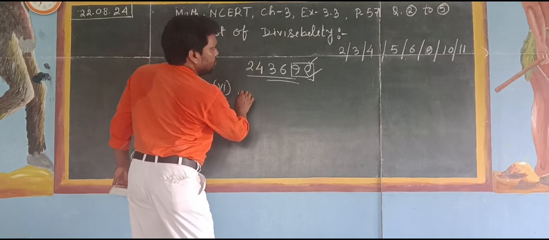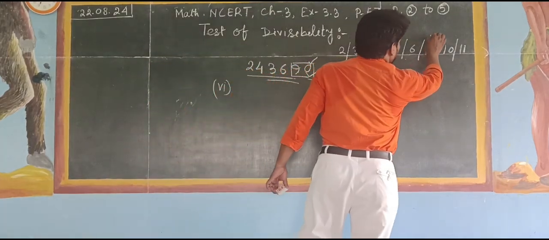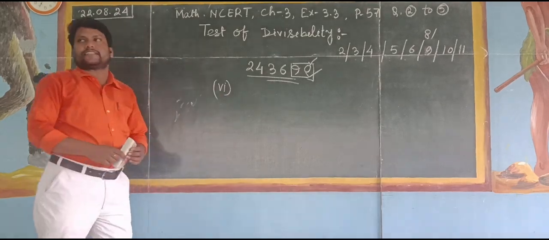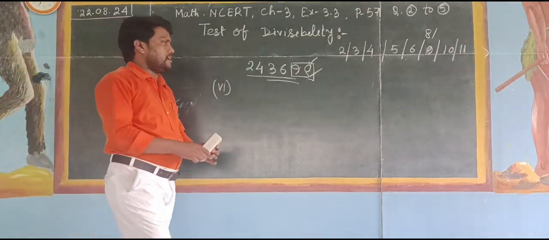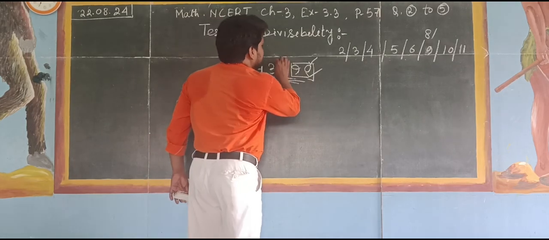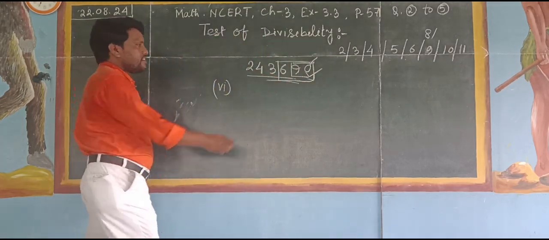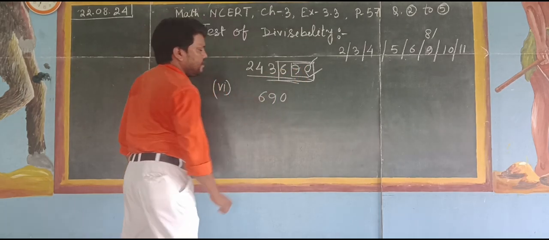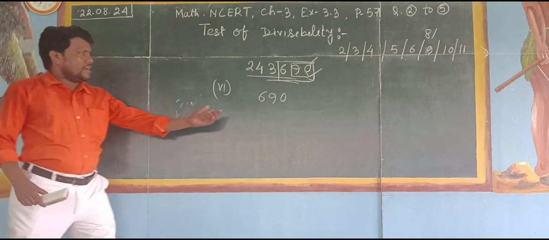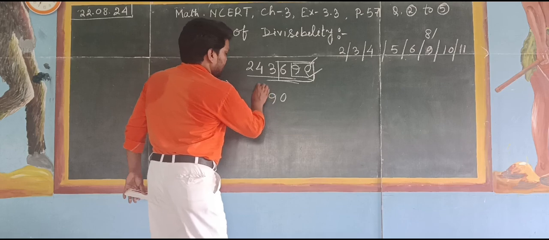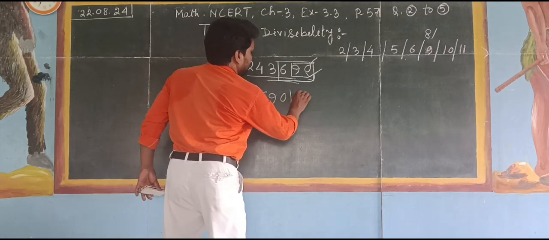By 9, I have skipped here. 8. Okay? Property number 6, by 8. How will you understand the number will be divisible by 8? Now take 3 digits, the first 3 digits, 1s, 10s, 100. What is the number? 690. Now, can it be divisible by 8?